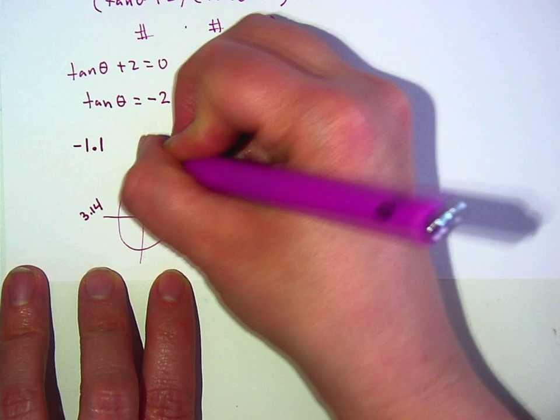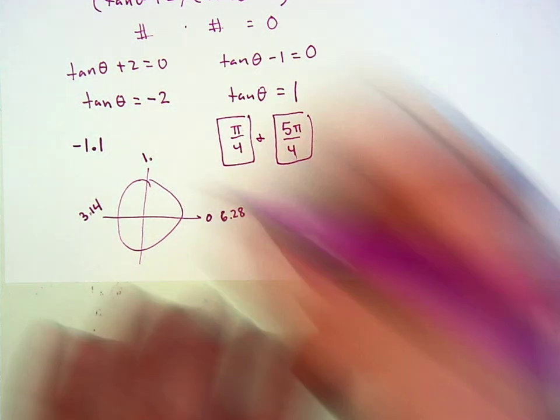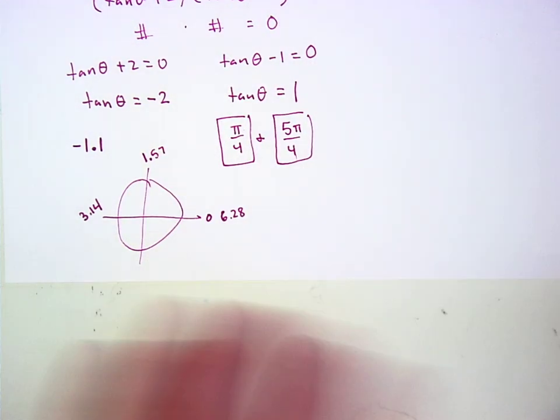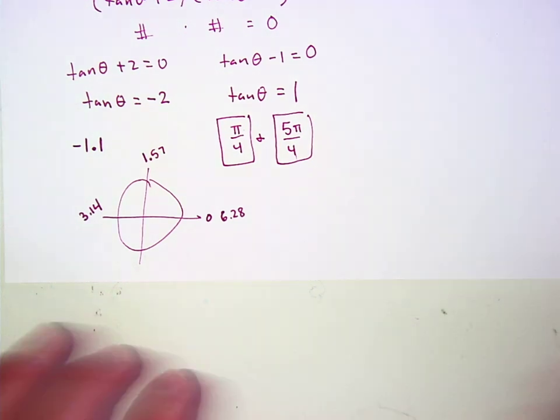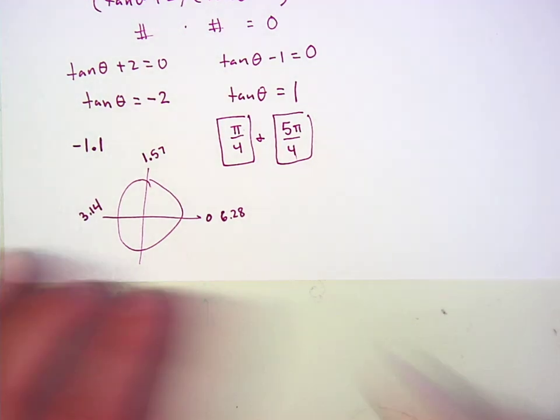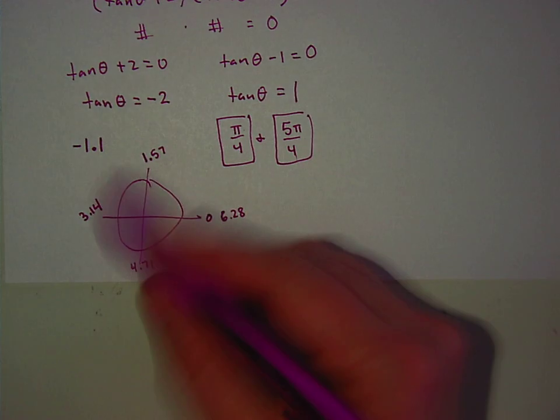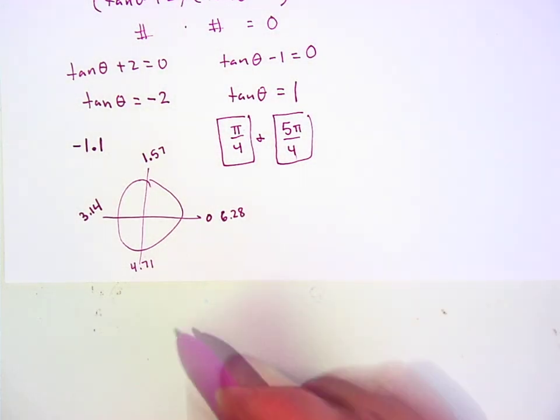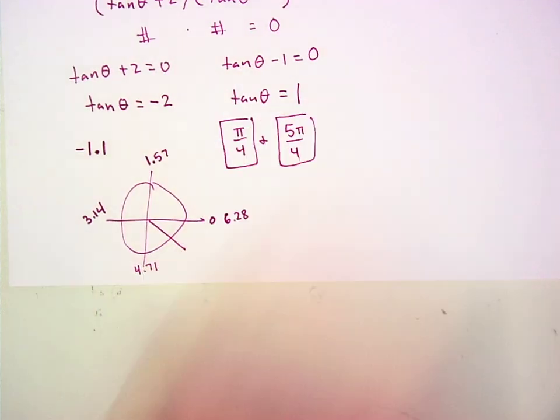Up here is like 1 point, what would it be? 4.71. So that's the unit circle without pi's. Everybody okay with that? I'm just multiplying out pi's. All right, now where would -1.1 be? What quadrant? 4. It'd be like here somewhere.